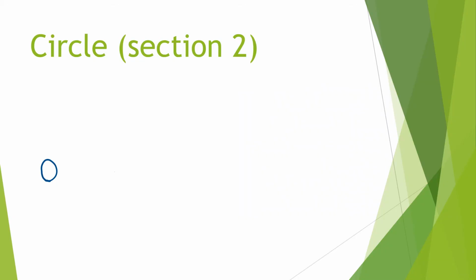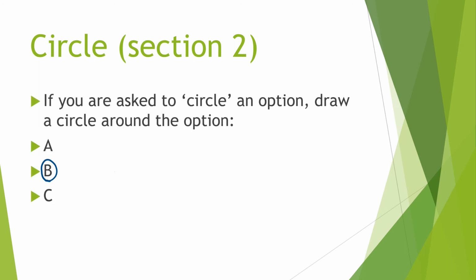Sometimes you need to circle options. If you are asked to circle an option, draw a circle around it like this. If you put a tick or a cross next to it, or you underline the option, when they ask you to circle it, it will be marked wrong. So make sure you read the question really carefully.